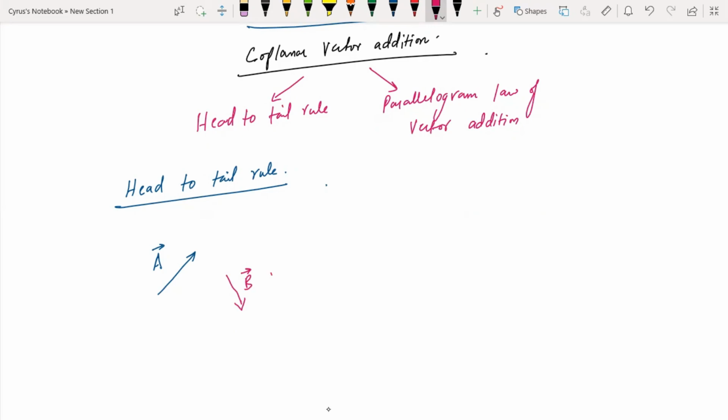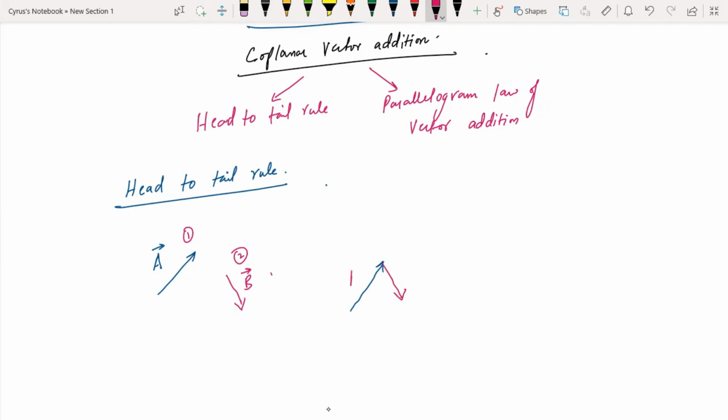Now one of the simplest methods is that I'm going to number these vectors. I'm going to number this vector 1, I'm going to number this vector 2, or I can number this vector 2 and I can number this vector 1. It's totally up to me. Now what I'm going to do is draw this vector like this, exactly like this. And this is the head of the vector 1. The head of the first vector is going to join with the tail of the second vector, like this.